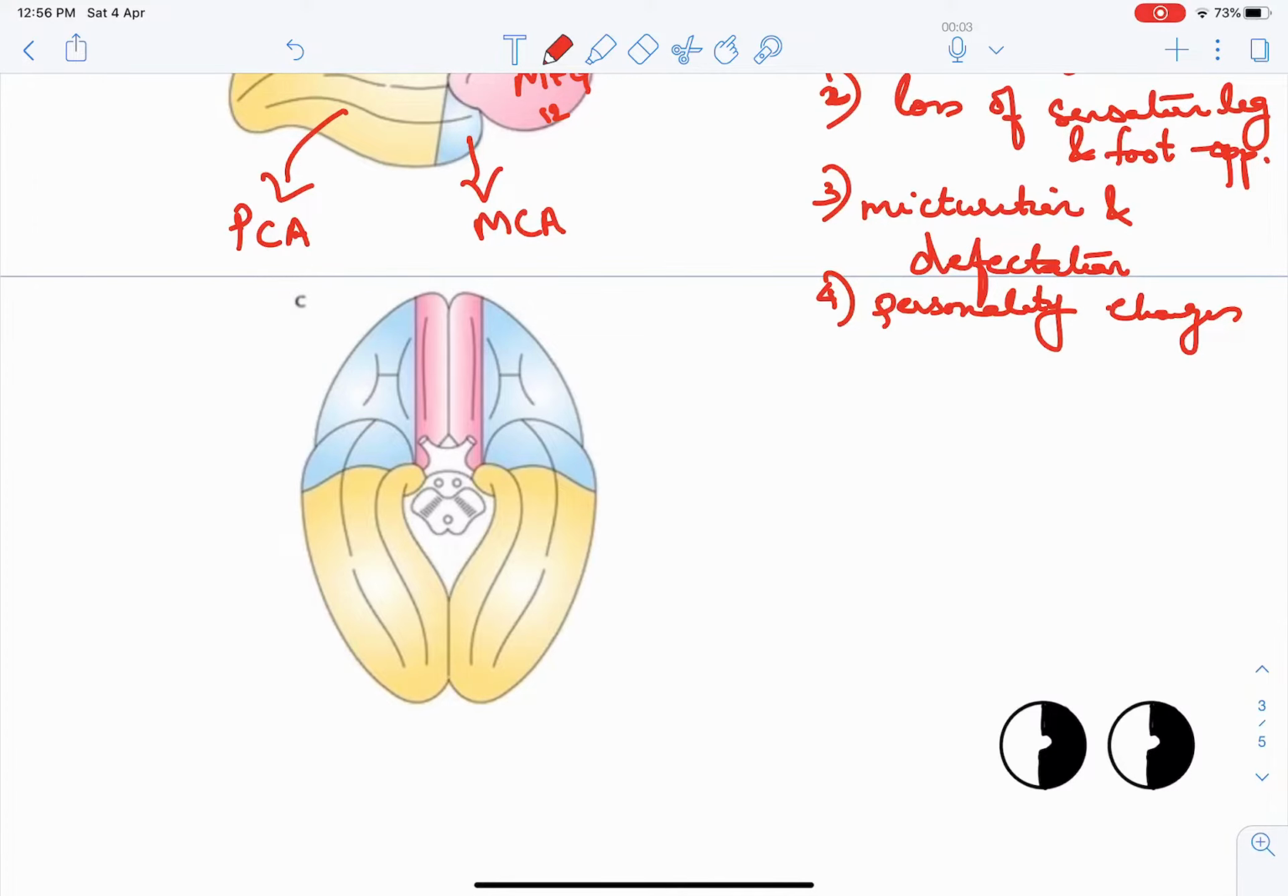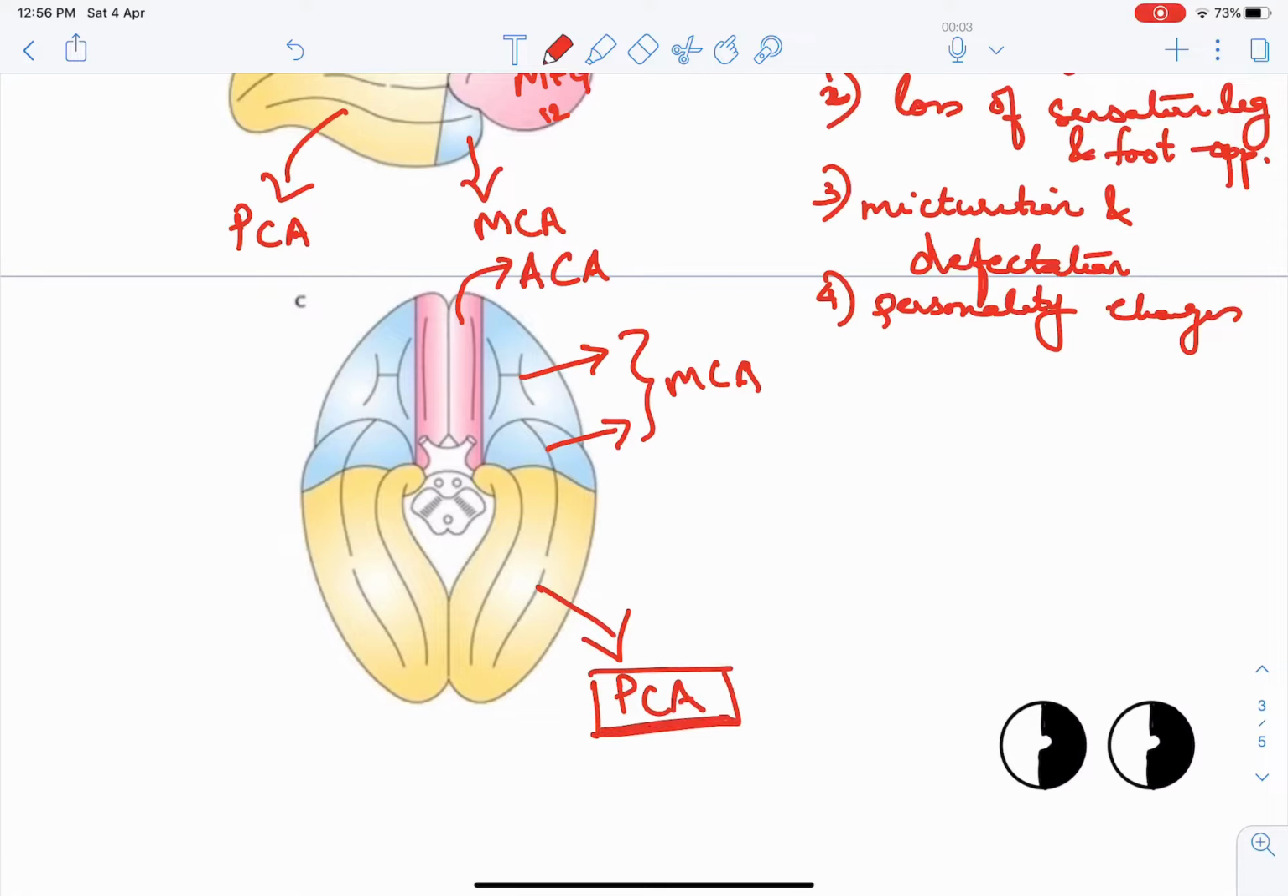Coming to the inferior surface, a small strip of the orbital surface is supplied by the anterior cerebral artery. The rest of the orbital surface and the temporal pole is supplied by the middle cerebral artery, and most of the area of the tentorial surface is supplied by the posterior cerebral artery. The main artery of this inferior surface is the posterior cerebral artery. If there is a posterior cerebral artery occlusion, the visual cortex, we have learned the visual cortex is over here and near the occipital pole. So that will be affected.